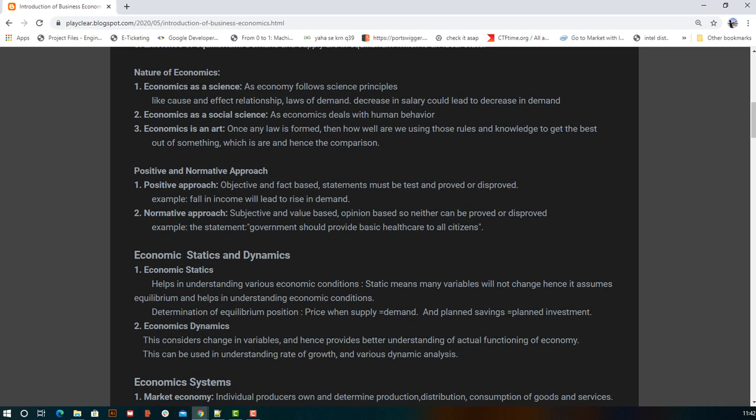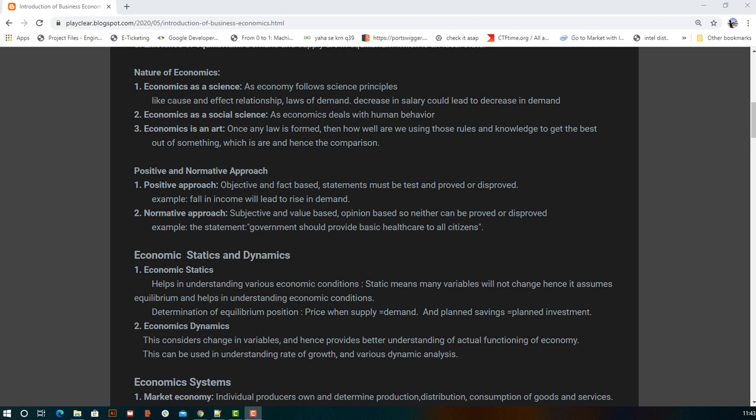Next we have the positive and normative approaches. So the positive approach means there is a statement, and using induction we have to prove whether it is correct or incorrect, that is approved or disapproved, nothing in between. But coming to the normative approach, it is very subjective and value based. It says, okay, this is a generic statement, and you cannot prove that it is wrong or that it is not correct.